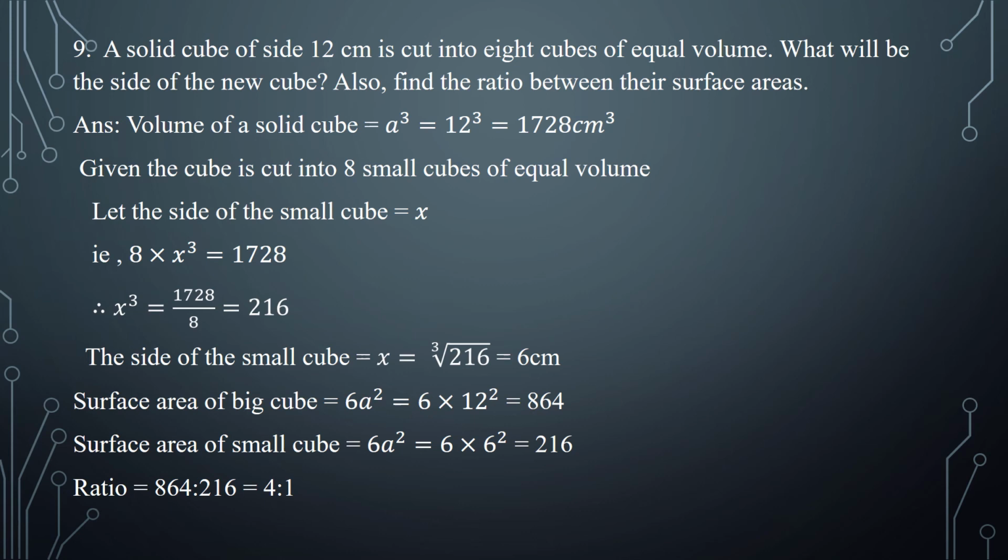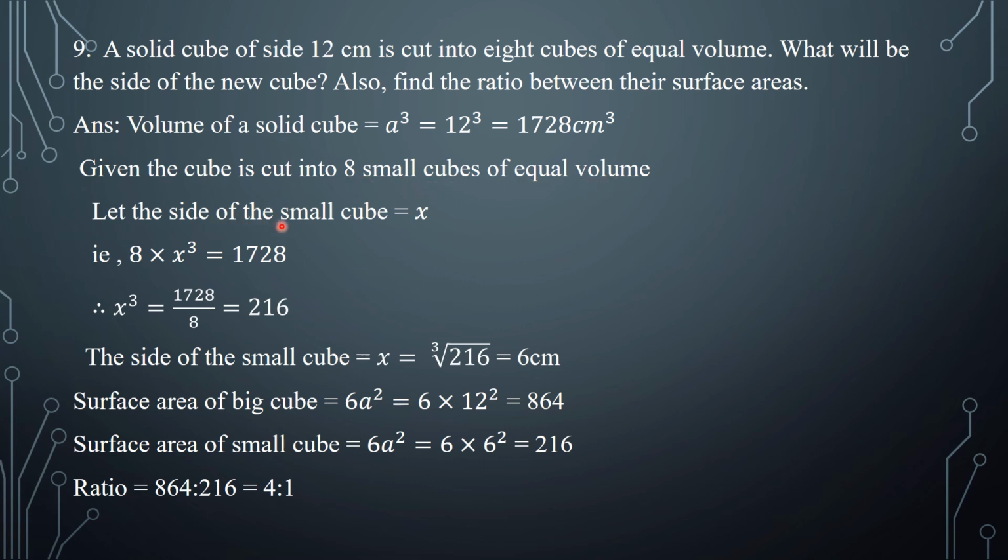Question number 9. A solid cube of side 12 cm is cut into 8 cubes of equal volume. What will be the side of the new cube? Also, find the ratio between their surface areas. We are given the side of a cube is 12 cm. Therefore, volume of the solid cube, which is a cube, will be 12 cube equal to 1728 centimeter cube.